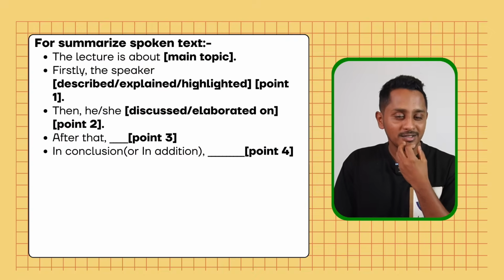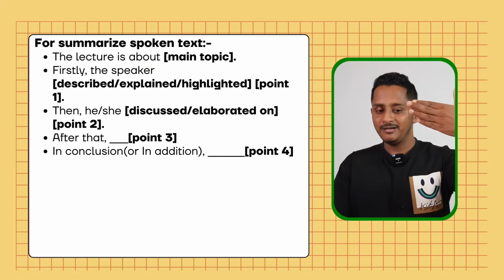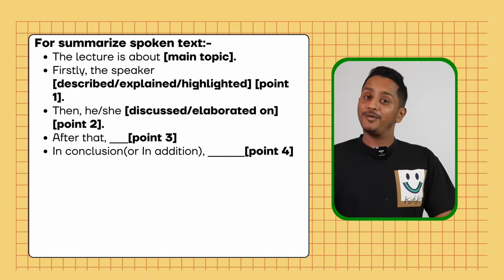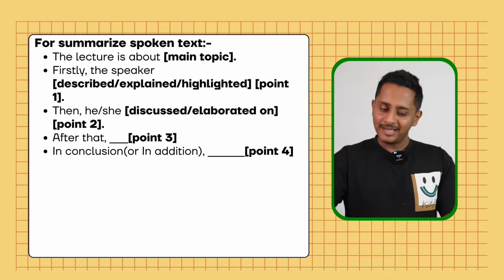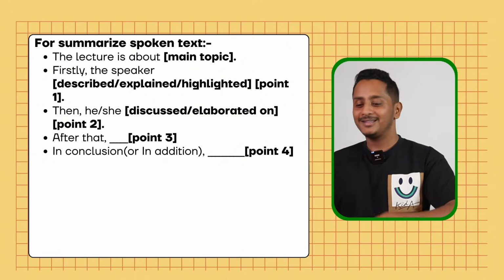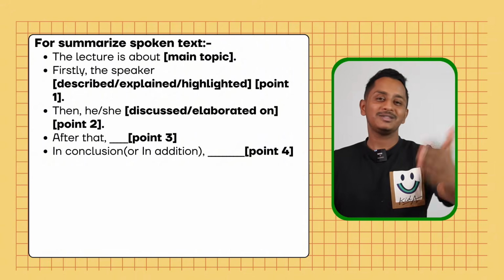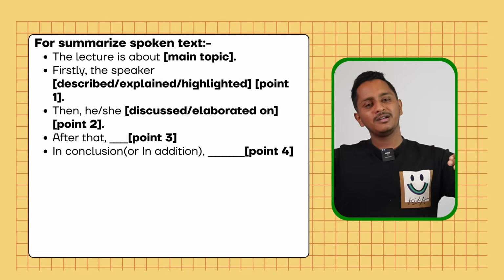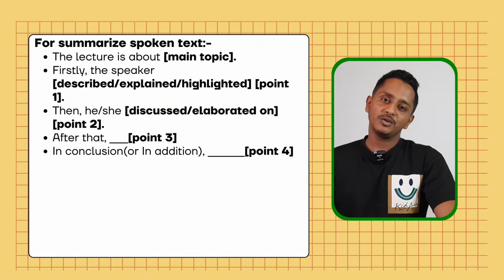You can use something like this. The lecture is about, firstly, the speaker described or explained or highlighted, then he elaborated on. After that, another sentence. Let's say you have written one more sentence, one more point, some small phrase, then you can use in addition. Or let's say you're done with it, then you say in conclusion, or concluded. This you can 100% use, people have used it.